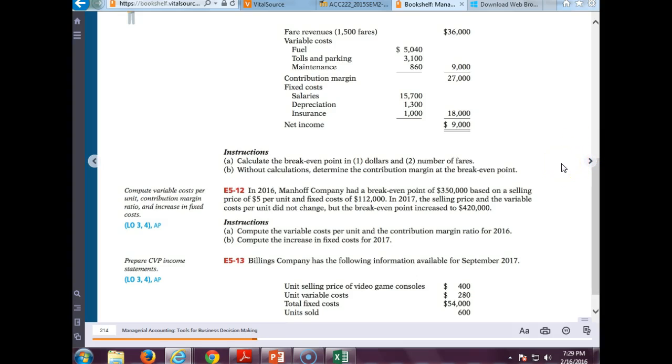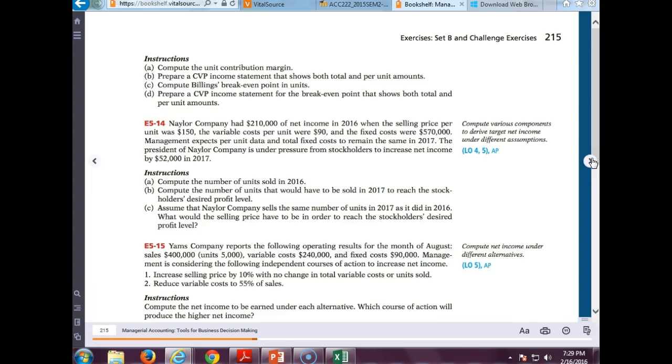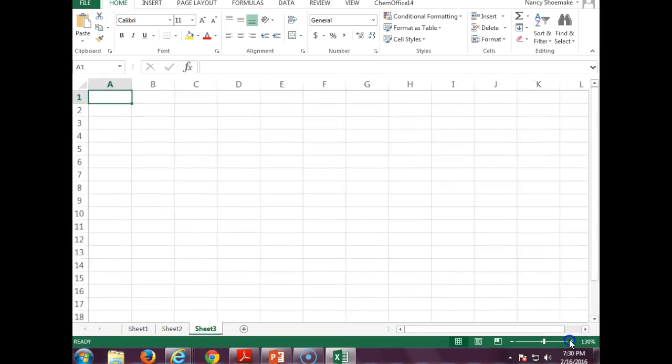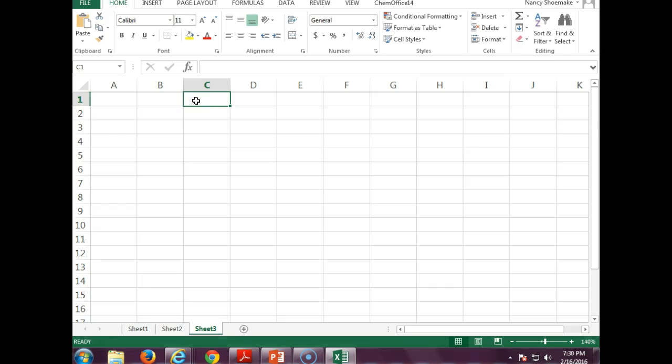What are our fixed costs? 54,000. How many units would we need to sell to break even? 54,000 divided by 120 is what? 450 to break even, right? Make sense, guys? So let me clean this up and we'll go through it. So the first thing that they want us to do is create a CVP income statement.